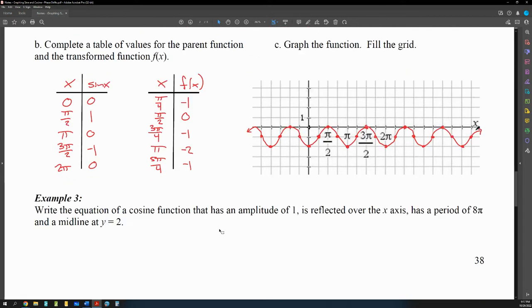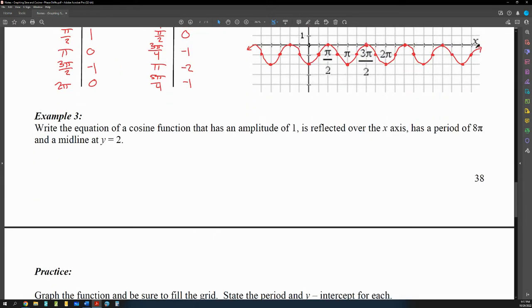All right, let's continue. Example 3. Write the equation of a cosine function that has an amplitude of 1, is reflected over the x-axis, and has a period of 8 pi and a midline at y equals 2.